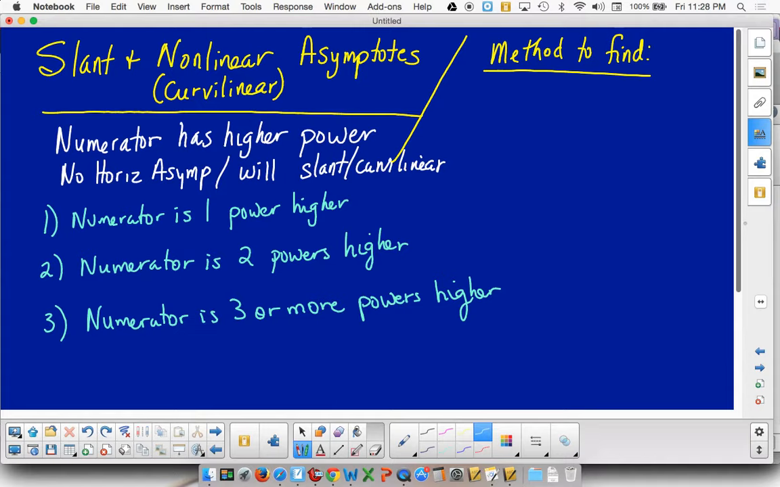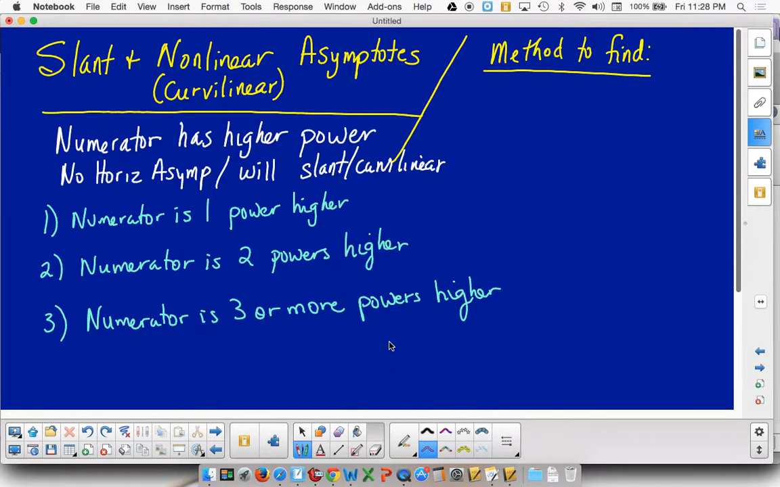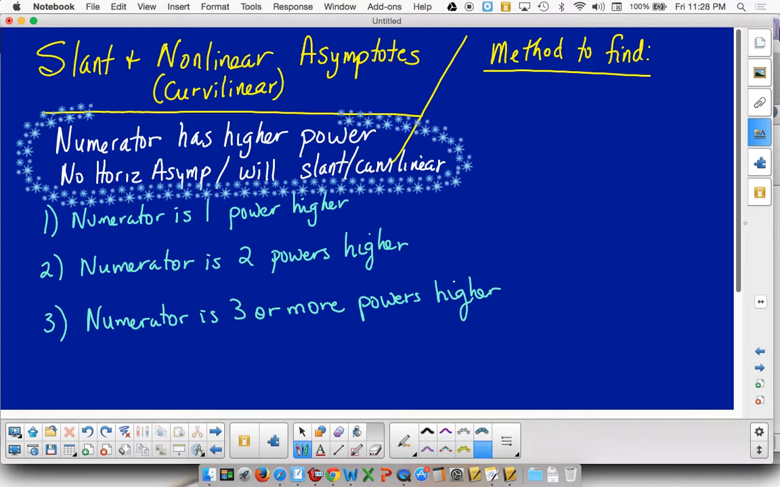Okay, just to give you a feel for what that means, I want to emphasize that a moment. So what can I do here and make this pretty exciting? Once again, let's snowflake that. That's kind of a key thing. The numerator has the higher power. There will not be a horizontal, but there will be a slant or a curvilinear.